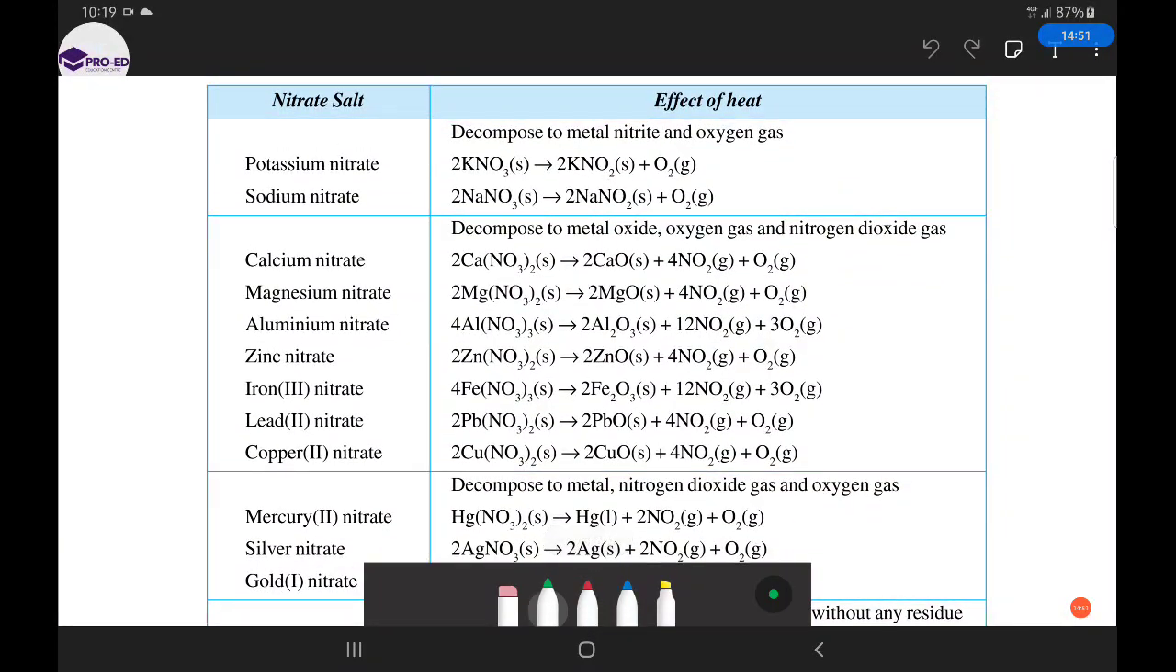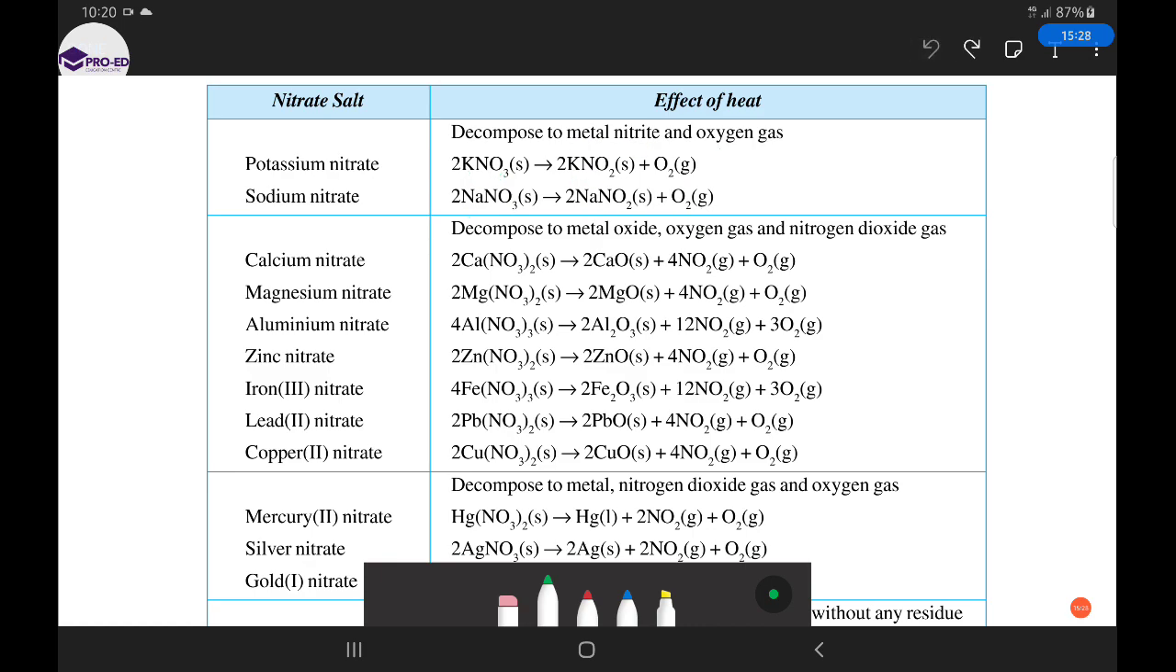All right, guys. I will repeat for sodium and potassium. When sodium and potassium nitrate decompose, they will just break down. You heat it up. I take potassium nitrate, I heat it up, and it immediately breaks down into potassium nitrite, which is KNO2. It has lost one oxygen, and that oxygen is released separately as oxygen gas. Sodium nitrate breaks down to sodium nitrite and releases oxygen gas. So the general formula is: sodium and potassium nitrate break down to a metal nitrite and release oxygen gas.